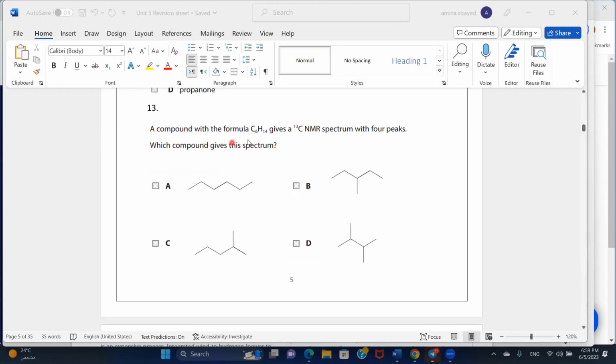A compound with the formula C6H14 gives a carbon-13 NMR spectrum with 4 peaks. Which compound gives this spectrum? Yes, Abdullah, excellent. Bisan, you wrote 13. Yes, Amina, excellent. Bisan, yes, excellent. Sama?